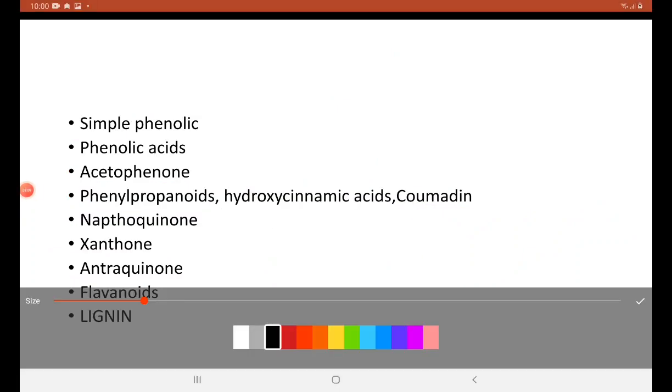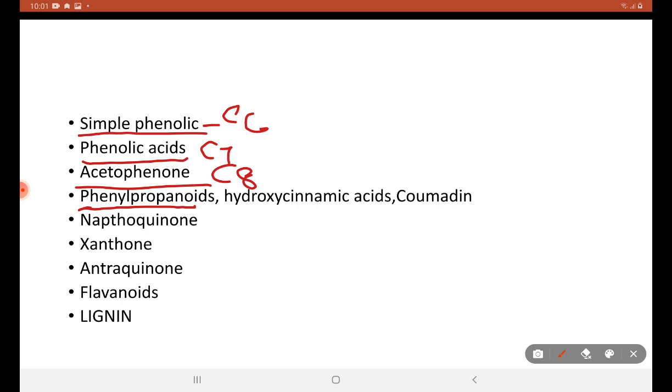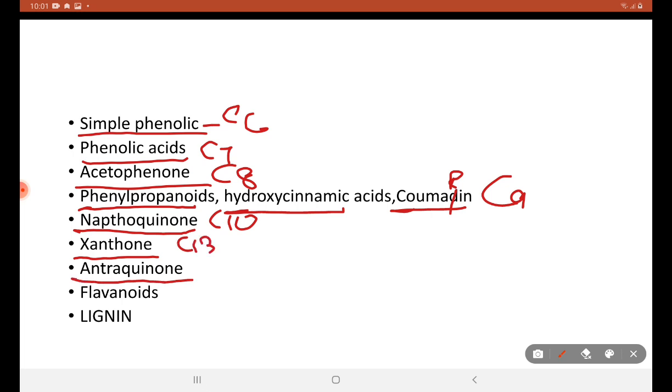Next, we are going to see about various classes of phenolic compounds in plants. First is simple phenol, a 6-carbon compound. Phenolic acid, 7-carbon compound. Acetophenone, 8-carbon compound. Phenyl propanoid, hydroxycinnamic acid, and coumarin, C9, 9-carbon compound. Naphthoquinone, 10-carbon compound. Xanthone, 13-carbon compound. Anthraquinone, 14-carbon compound.